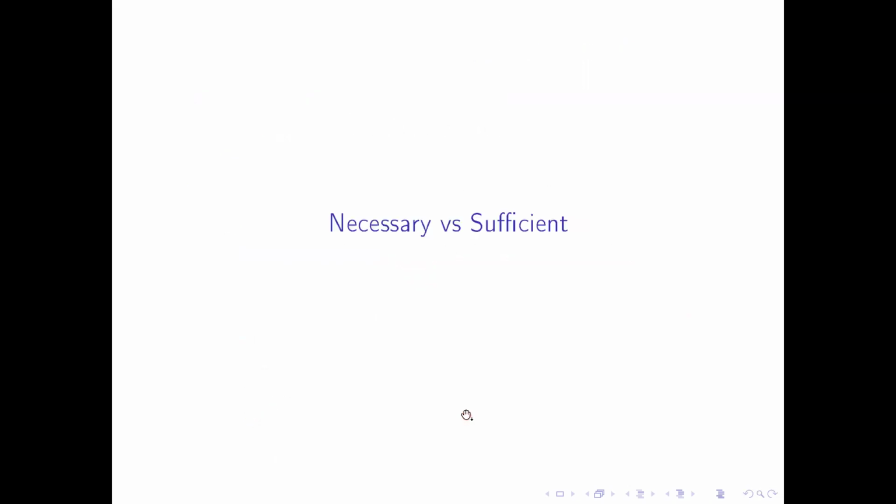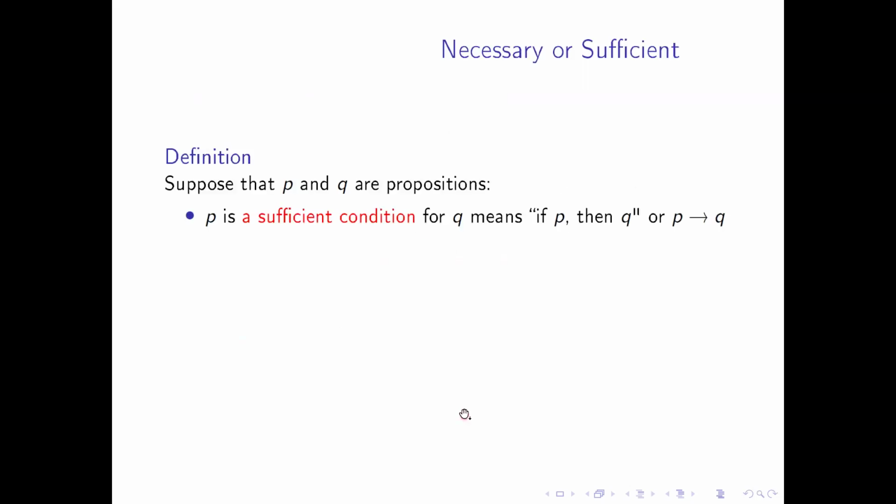All right. Now I mentioned sufficient. Let's talk about necessary versus sufficient. This is kind of something important. P and Q are propositions. P is a sufficient condition for Q if whenever P is true, then Q is true.